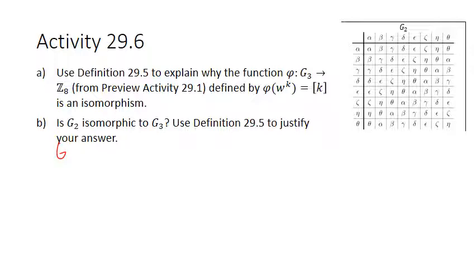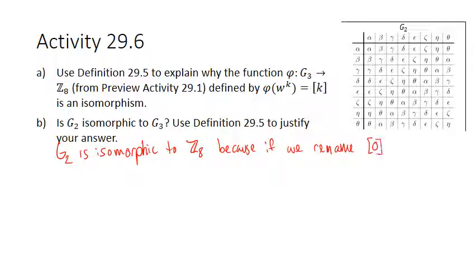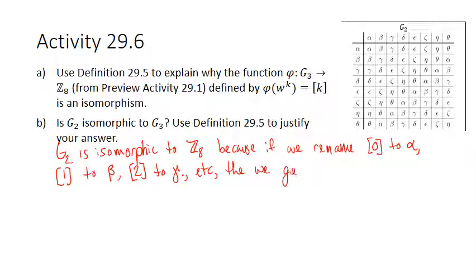So that's what I'm going to do. I'm going to say G2 is isomorphic, it's not how you spell it, to Z8, because if we rename, what is the renaming we do? Okay, we rename 0 to alpha, 1 to beta, 2 to gamma, and so on, just in alphabetical order. Then we get the Z8 table.